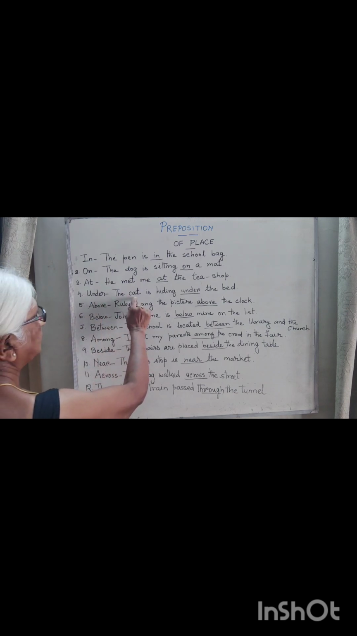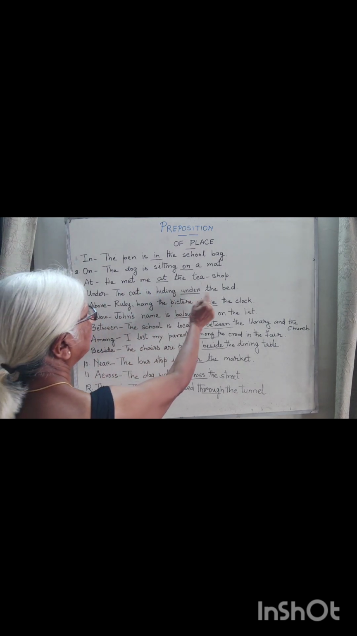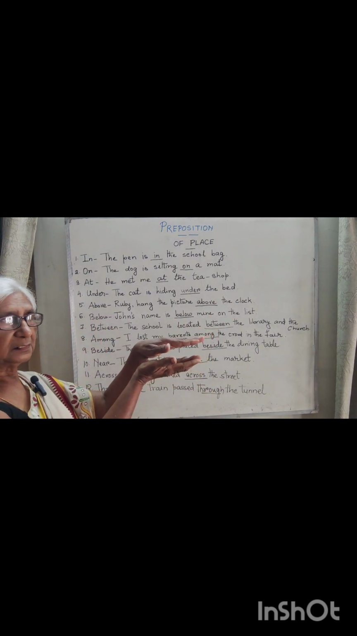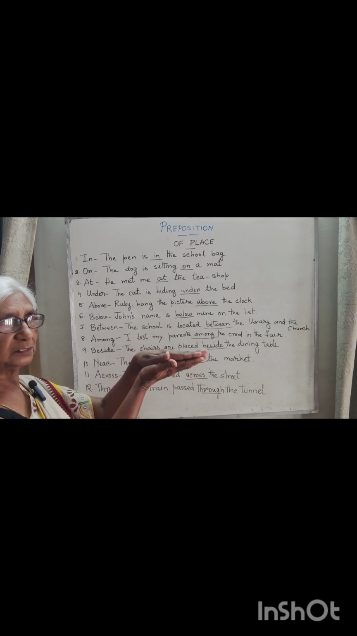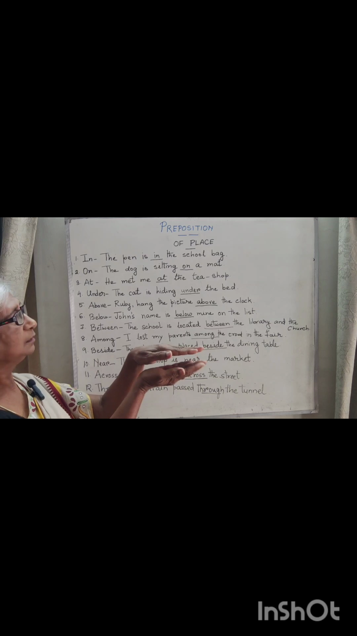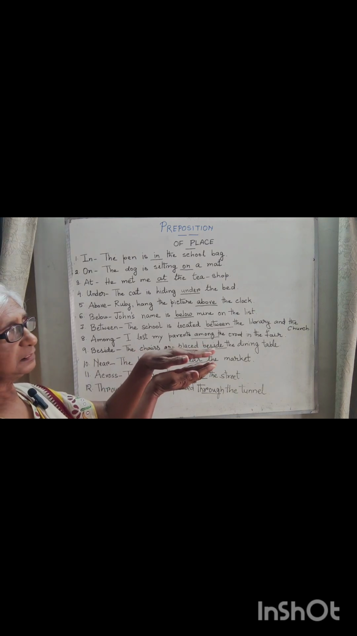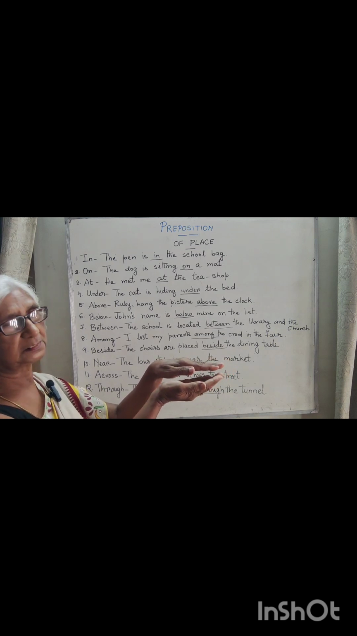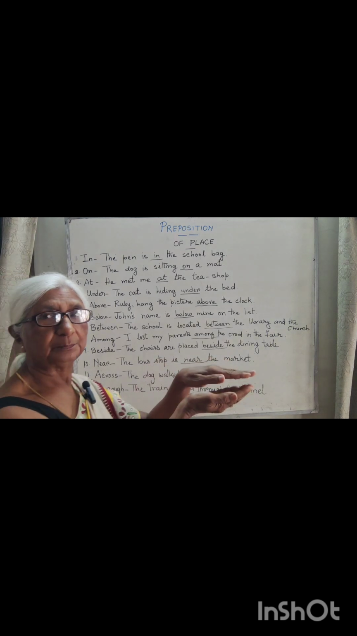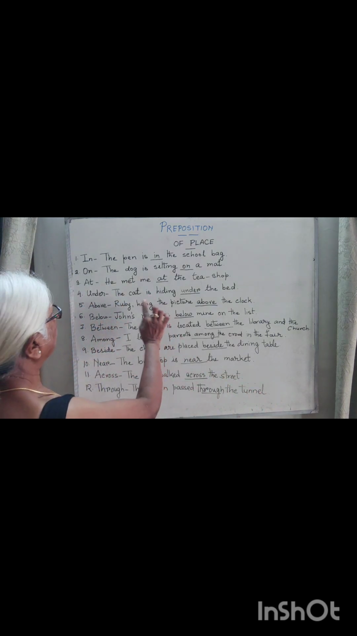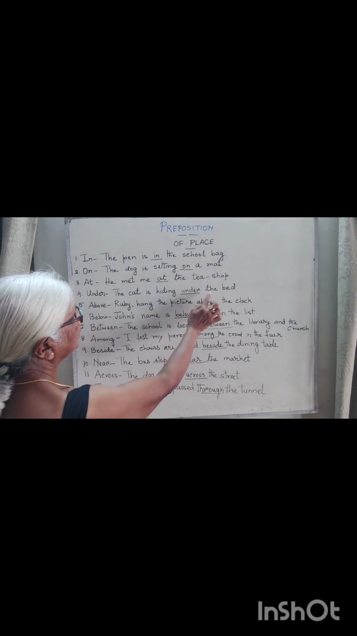Then we come to number 4, under. The cat is hiding under the bed. Now it is hiding under the bed. The bed is not very high. It may not touch, but it is a little below the bed. So the cat is hiding under the bed. Where is the cat hiding? It is hiding under the bed, showing the place where the cat is hiding. Alright? So we see the cat is hiding under the bed.